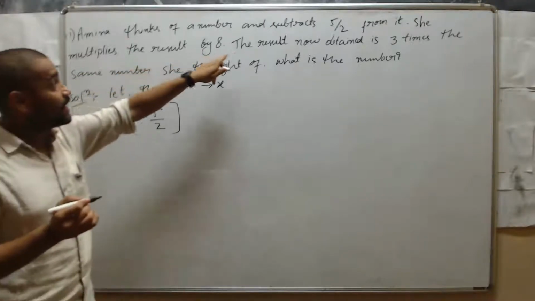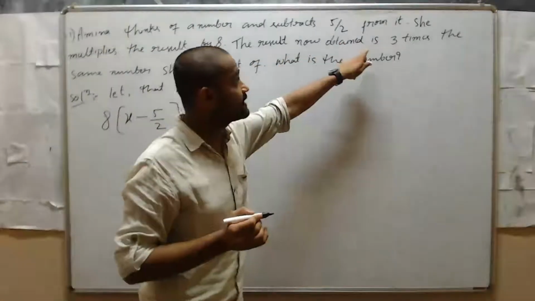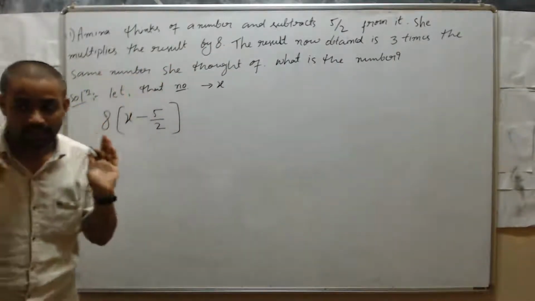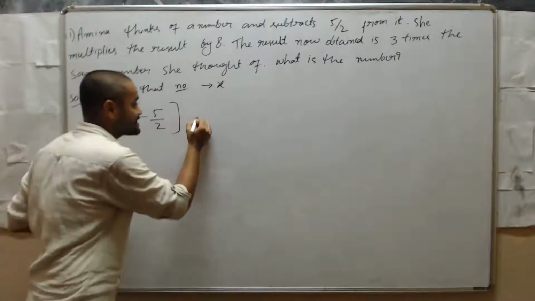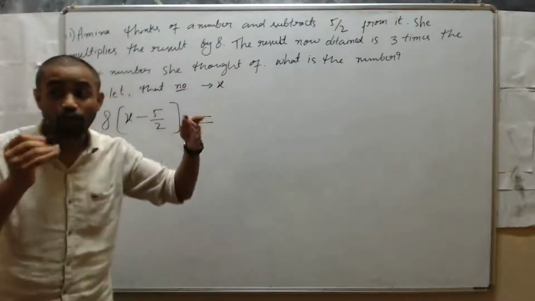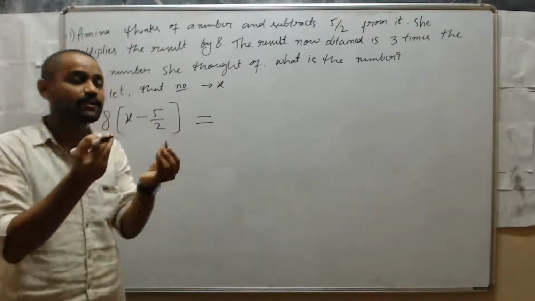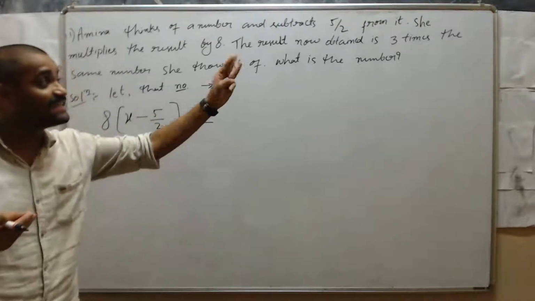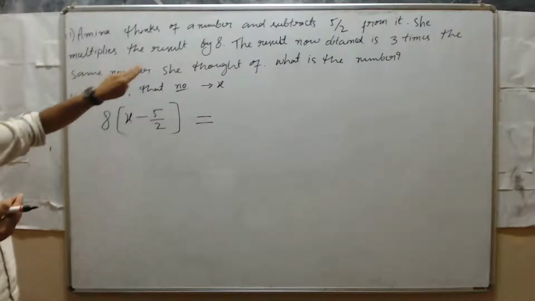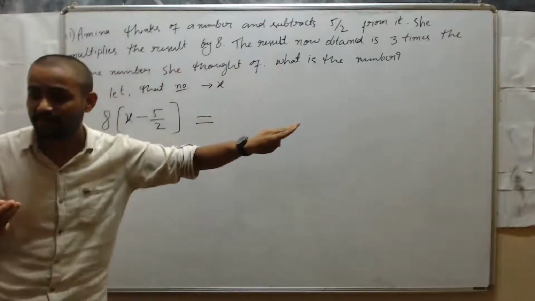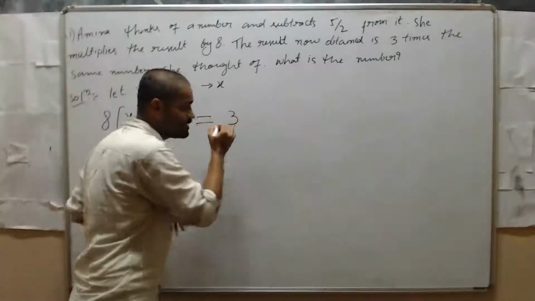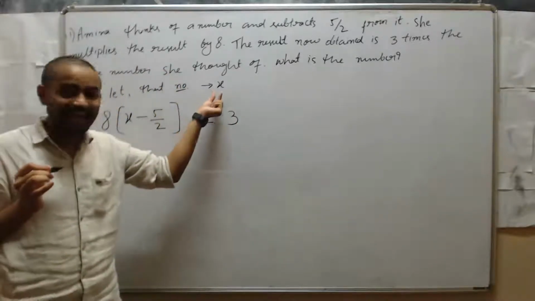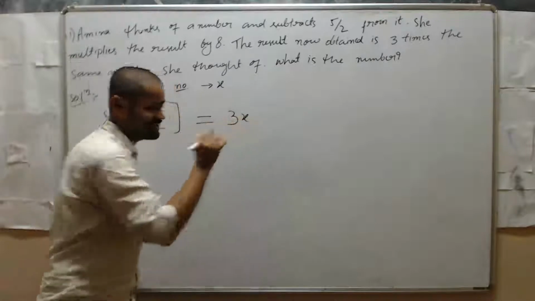Now see here. The result now obtained is 3 times the same number she thought of. Concentrate here, students. After subtracting and multiplying, the result we get is 3 times the same number. Which number did she think of? That is x. Is it clear, students?